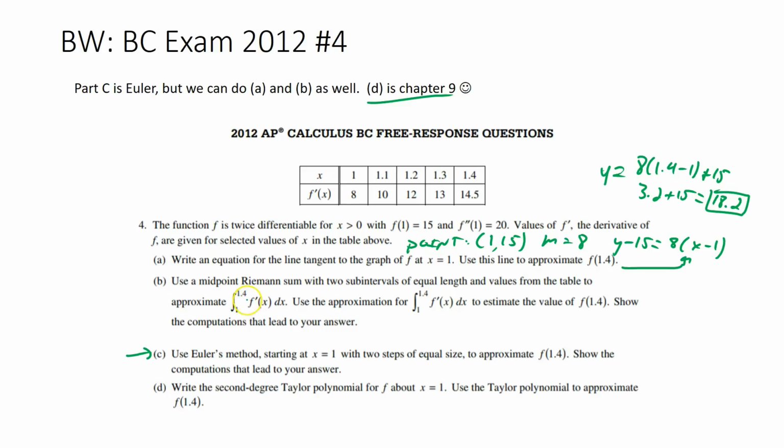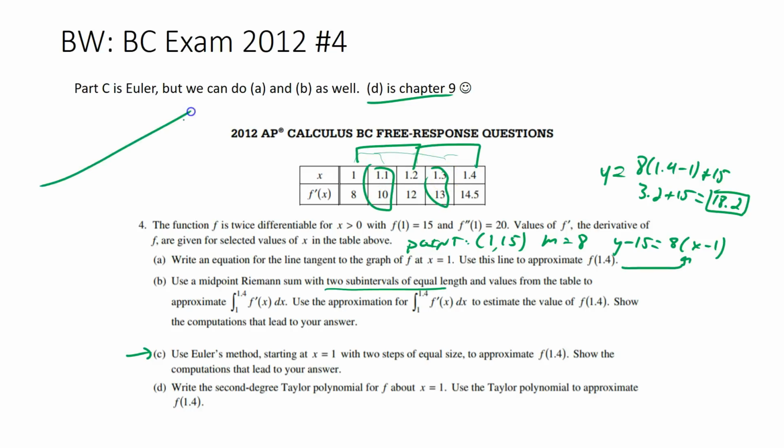Next, they want us to use a midpoint Riemann sum to evaluate the integral from 1 to 1.4 of f prime of x dx. So we're doing two subintervals of equal length. That seems weird because there's 4 here, right? But look at what they asked us to do. They asked us to do midpoint. They asked us to do MRAM. So we have to use this as one interval, and this is one interval, and we're going to use the midpoint value to be the height of our rectangle, right?